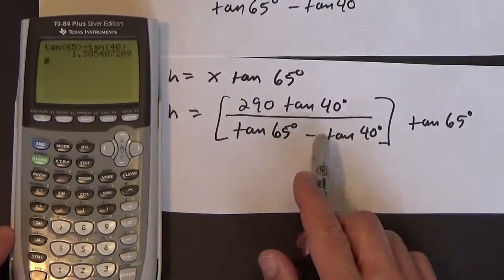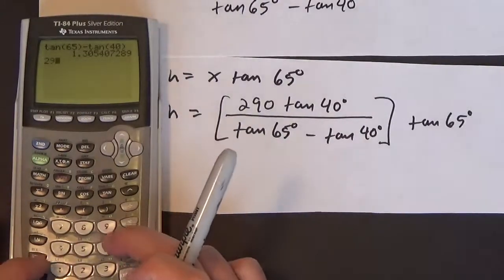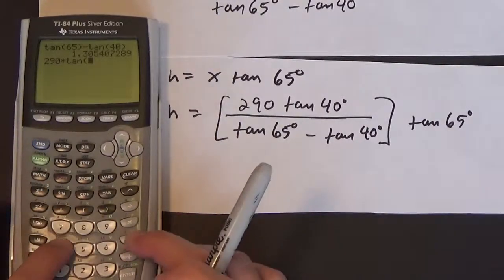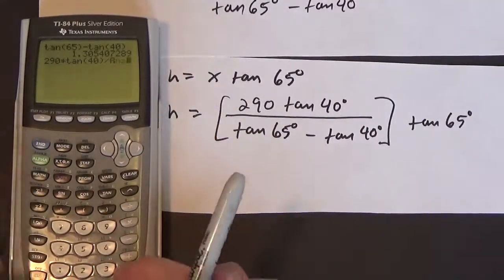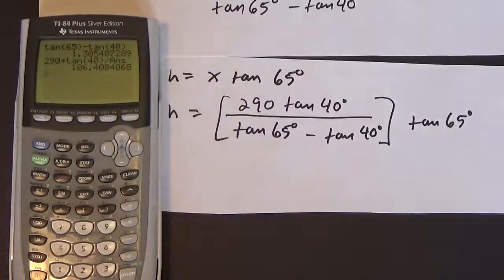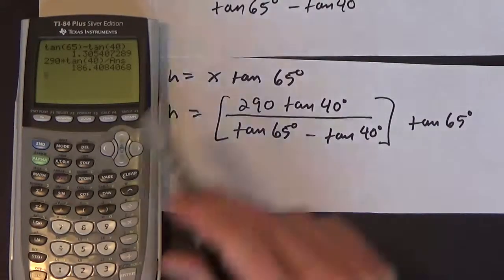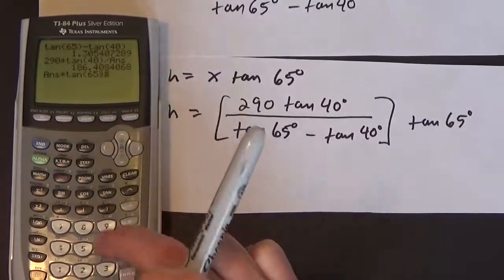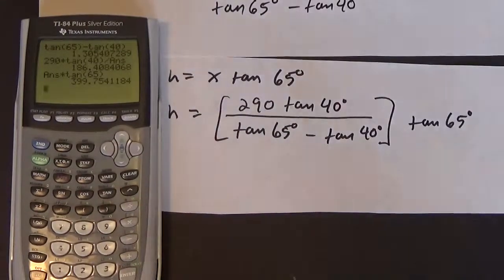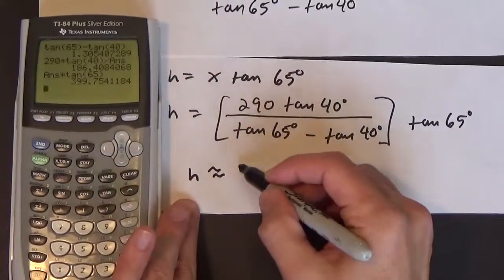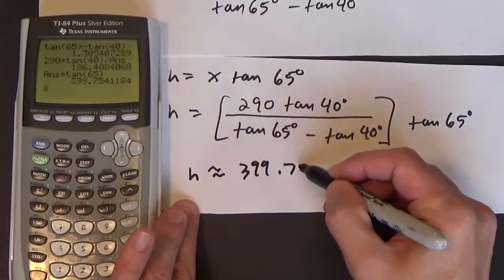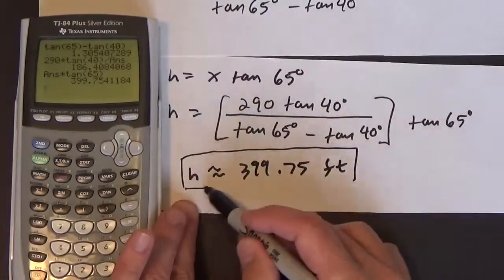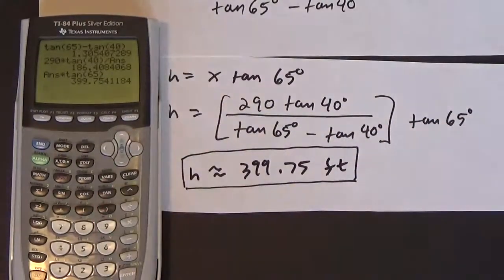All right. Now I'm going to take 290 times the tangent of 40 divided by that answer. And that's 186.40, and that's what x is. But then I'm going to multiply that by the tangent of 65. And we end up with an h is approximately 399.75 feet. So it's basically 400 feet above the ground.